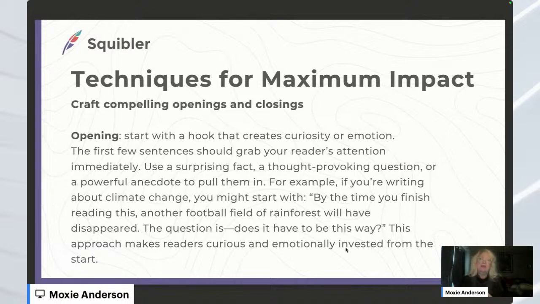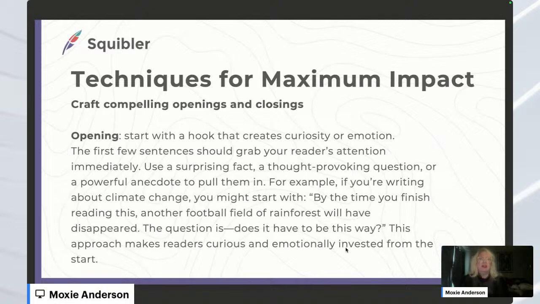So for crafting compelling openings and closings, you might start with a hook in your introduction that creates curiosity or emotion. The first few sentences should grab your reader's attention immediately. Use a surprising fact, a thought-provoking question, or a powerful anecdote to pull them in. In a recent book I was just reading on cancer, the writer begins with an introduction talking about a young cancer patient he had, and it really did compel me to want to read more in the book.